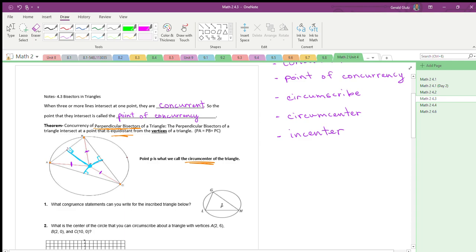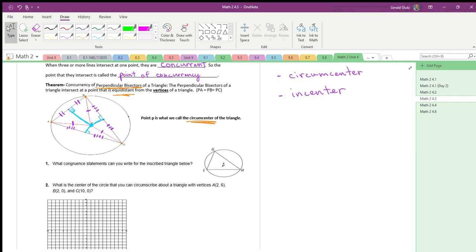Since these blue lines are bisectors, I know that it's right in the middle. This is the midpoint of AB, so these two segments have to be congruent. This again is a midpoint, so this segment and this segment have to be congruent. And then this segment and this segment have to also be congruent. So that's the circumcenter of a circle. That's when we have a circle circumscribed around a triangle, touching all three of its vertices.